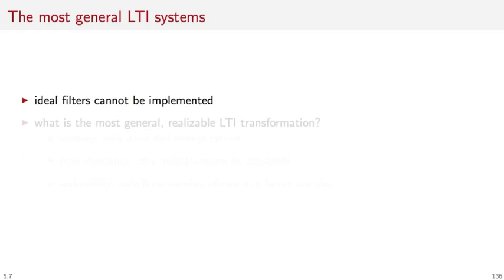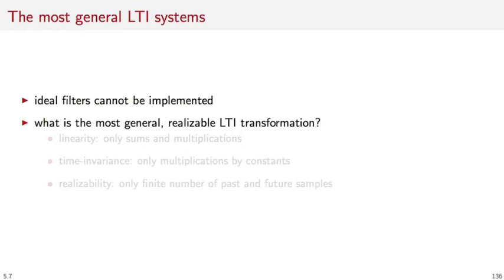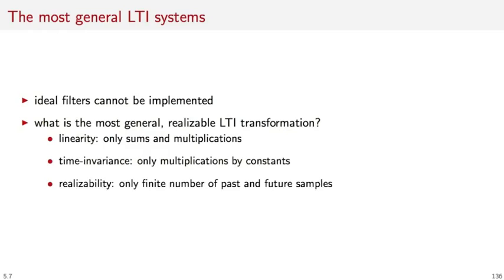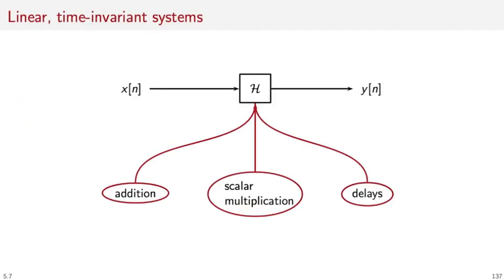We have seen in the previous module that ideal filters cannot be implemented in practice, and so the natural question is, what is the most general, realizable LTI transformation? So we know that linearity implies that we only use sums and multiplications, time invariance implies that we only use multiplications by constants, and realizability implies that we only use a finite number of past and future samples. We've seen this chart before, and these are the three ingredients that make up a linear time invariant system.